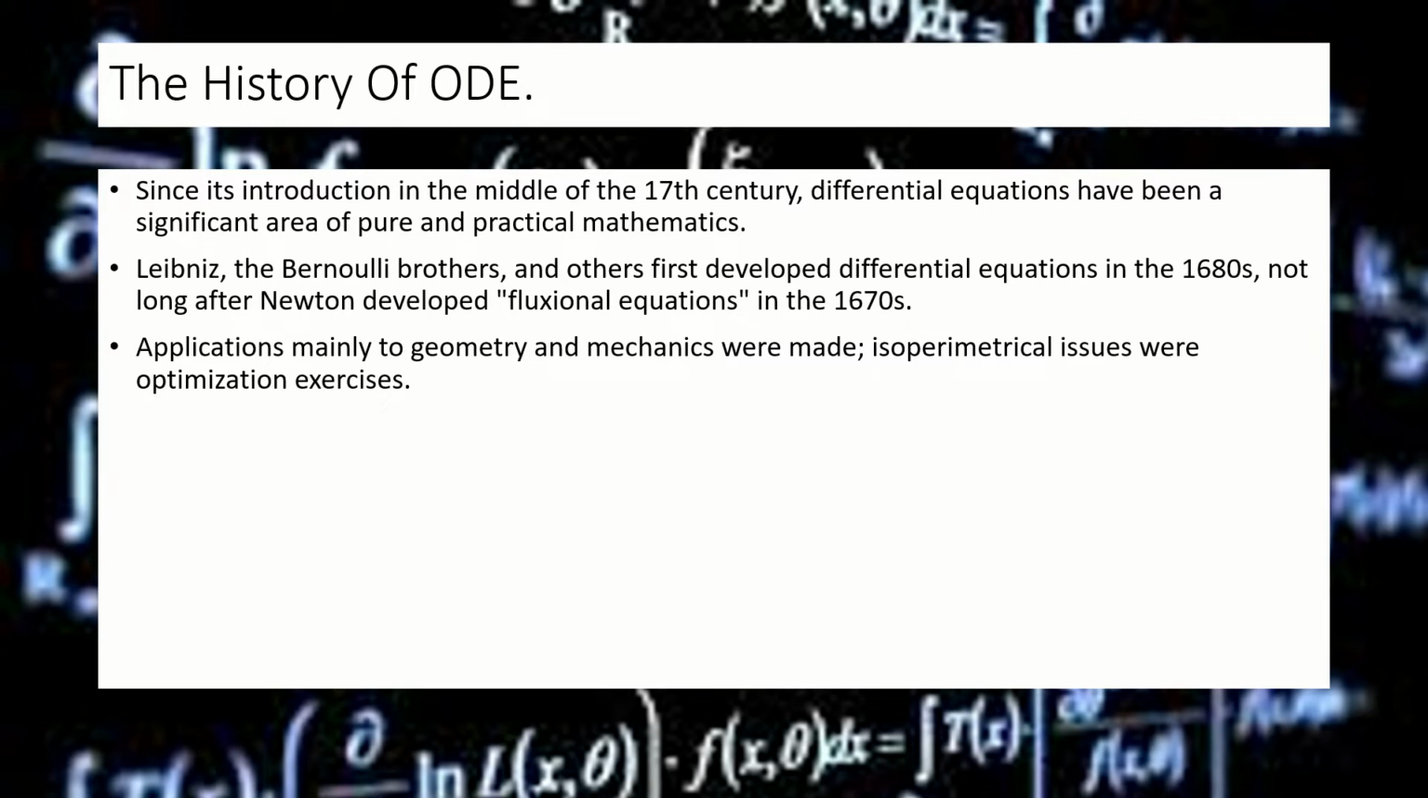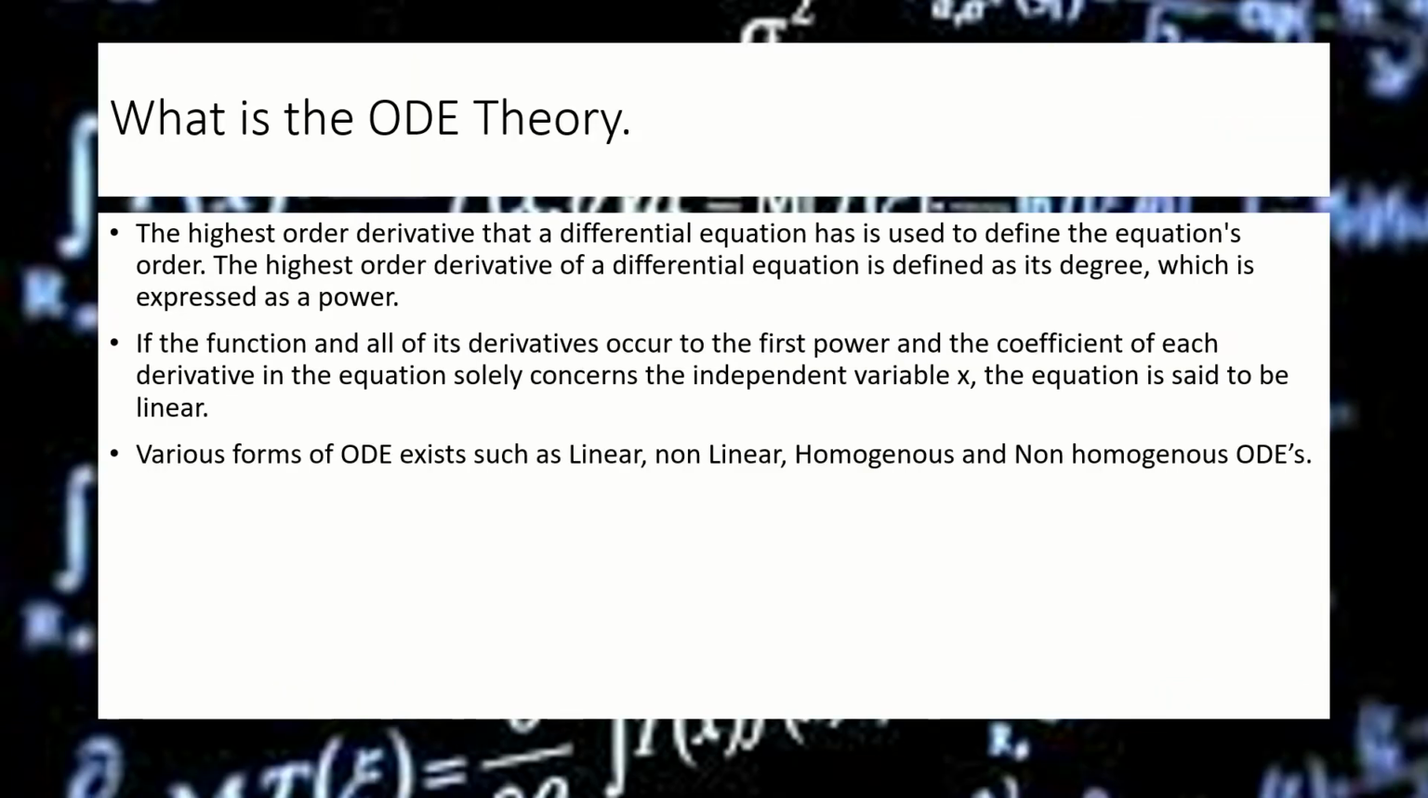So now, what's the ODE theory? The ODE theory states that the highest order derivative that a differential equation has is used to define the equation's order. The highest order derivative of a differential equation is defined as its degree, which is expressed as a power. If the function and all of its derivatives occur to the first power and the coefficient of each derivative in the equation solely concerns the independent variable x, the equation is said to be linear. Various forms of ODE exist, such as linear and nonlinear, homogeneous and non-homogeneous.